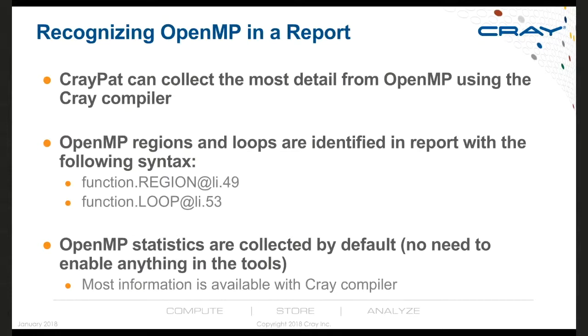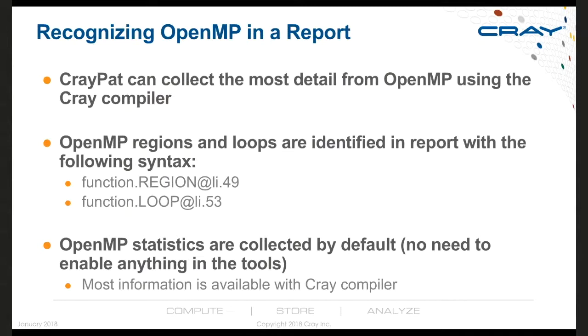The first thing is CrayPat can collect the most detail about OpenMP. If you happen to have OpenMP in your program, we can get the most information with the Cray compiler. We have hooks into trace points with the Cray compiler that we don't have with Intel and GCC. In the future, the OpenMP 5.0 specification will include a tracepoint API, and as soon as the other compilers implement that part of the specification, we'll be able to have the same or a very similar level of detail that we have with the Cray compiler. So hopefully that's coming soon.